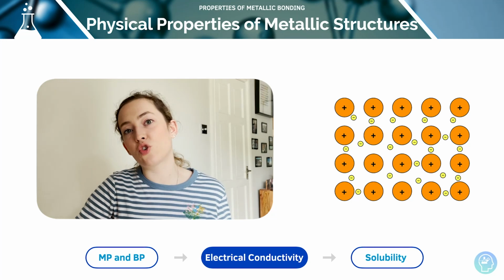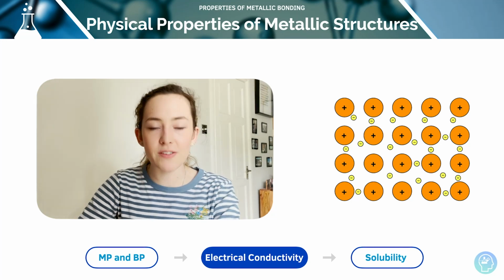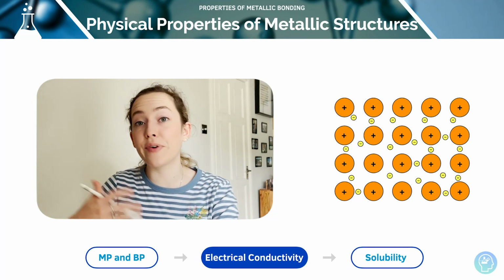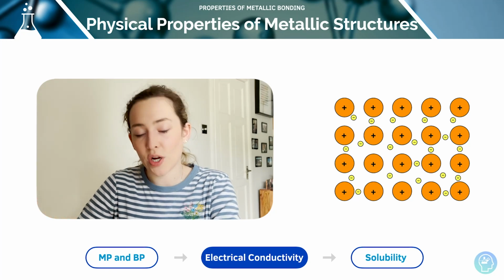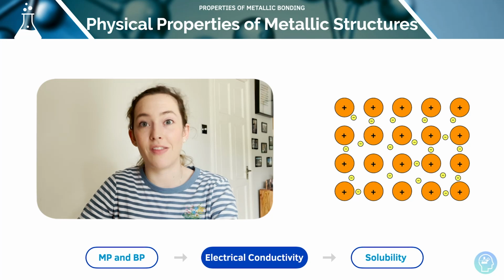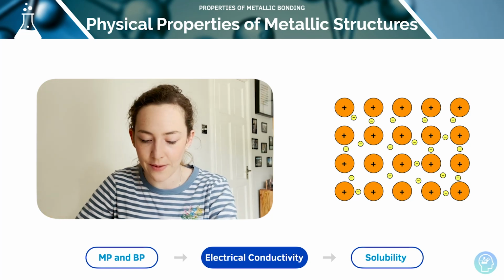Then we've got to think about electrical conductivity. So metals are both electrical and thermal conductors because they've got delocalized electrons that are able to freely move around and carry a current, a charge, and they can transfer kinetic energy between themselves. So that's why metals can conduct electricity.